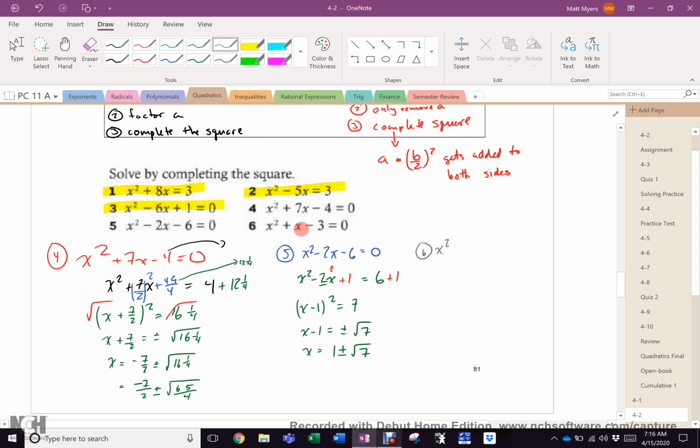There's no factors of 3 that add to 1, so I'm just going to go ahead and write this that way. Half. Remember, that's a 1 there. So and then squared. So I'm adding 1/4 to both sides, which gets me x plus 1/2 squared equals, that is 12/4, so that equals 13/4.